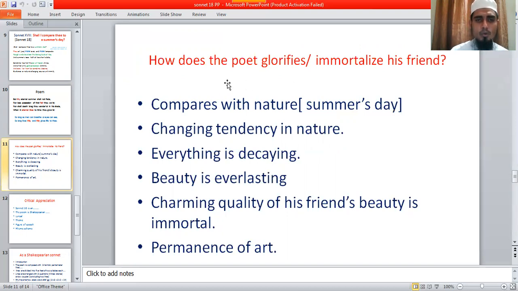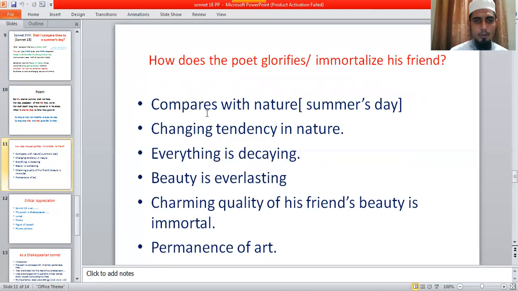So at the very beginning, you can give an introduction, that William Shakespeare is very famous. Mainly, he is a dramatist, but he also wrote many sonnets. Mainly, he deals in his sonnets with the beauty of his friends. So Sonnet 18 is the supreme example written by William Shakespeare, where he glorifies or immortalizes the beauty of his friend. So now I would like to discuss, in the light of the poetry, how William Shakespeare glorifies or immortalizes his friend's beauty. So in this way, you can give an introduction at the very beginning, and then you can start the writing.